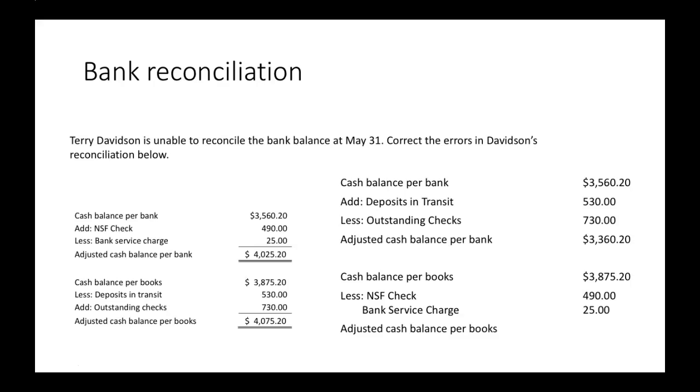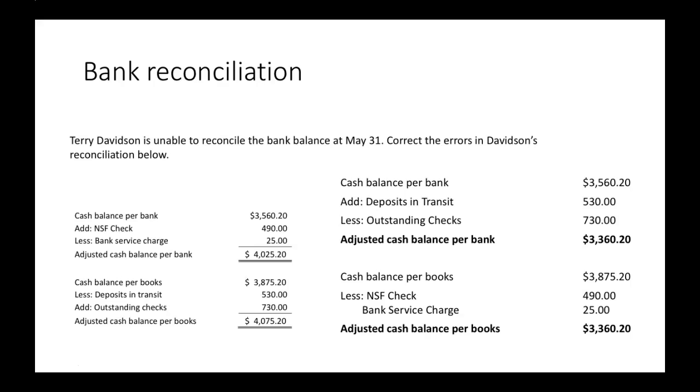So to find that, we take our cash balance per books, that $38.75. That was the amount that was in our ledger before we did any of this. We subtract out our NSF check. We subtract out our bank service charge. And we see that our adjusted cash balance per books is $3,360.20. So where do we see that? We see that our two adjusted cash balances, the per bank and the per books, equal.